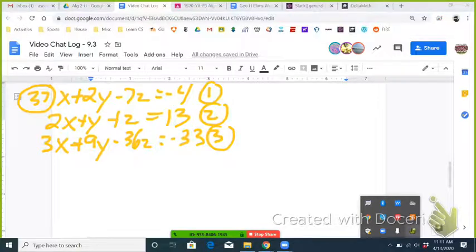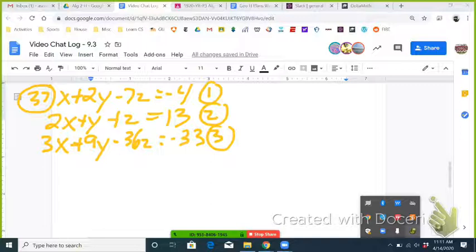Okay, so in this question here, 37 from the textbook, we have to solve the system of three equations. So there's three variables. There could be one solution, there could be infinite, there could be no solutions. That's because it's a square system, meaning the same number of variables as equations. So we can eliminate x, y, or z.